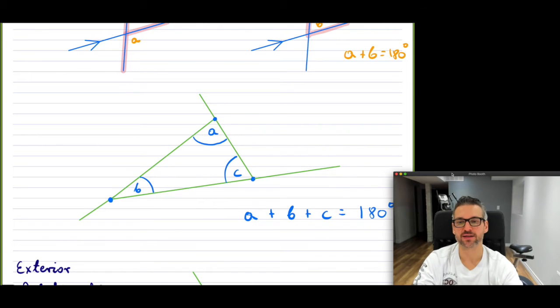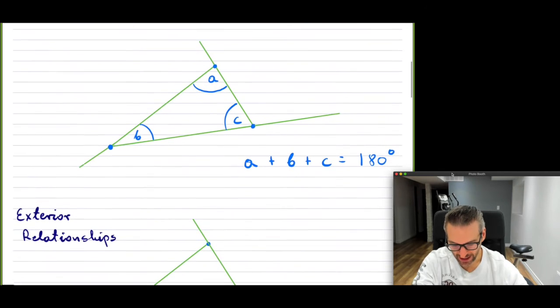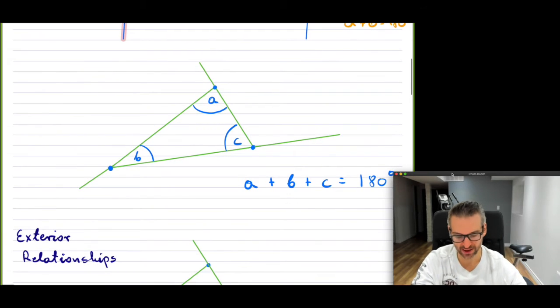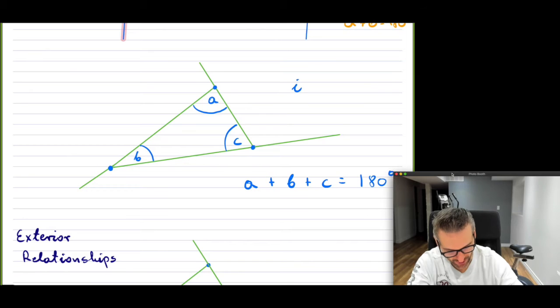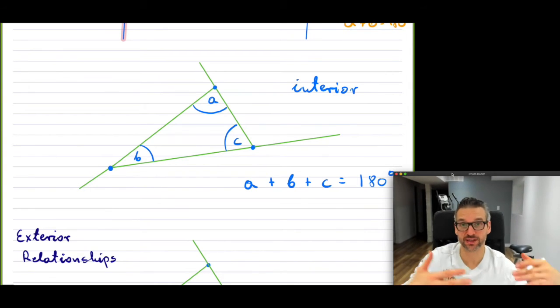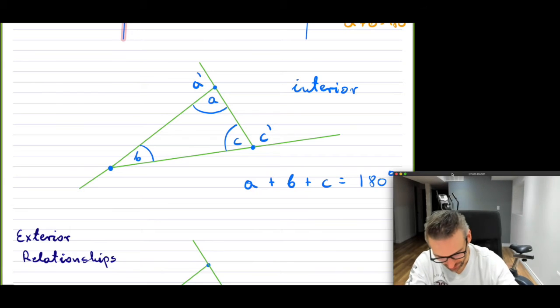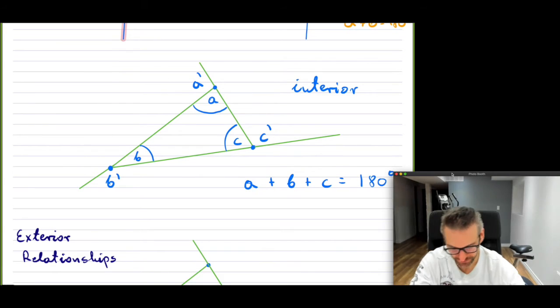Now, the other concept sometimes is referring to the exterior relationships between triangles. When you have these angles, the A, the B, and the C, those are typically called interior angles, because they're on the inside. And then for the exterior ones, I'm going to call this C prime, so you don't confuse it with C. Then I'm going to call this A prime, and this one B prime.